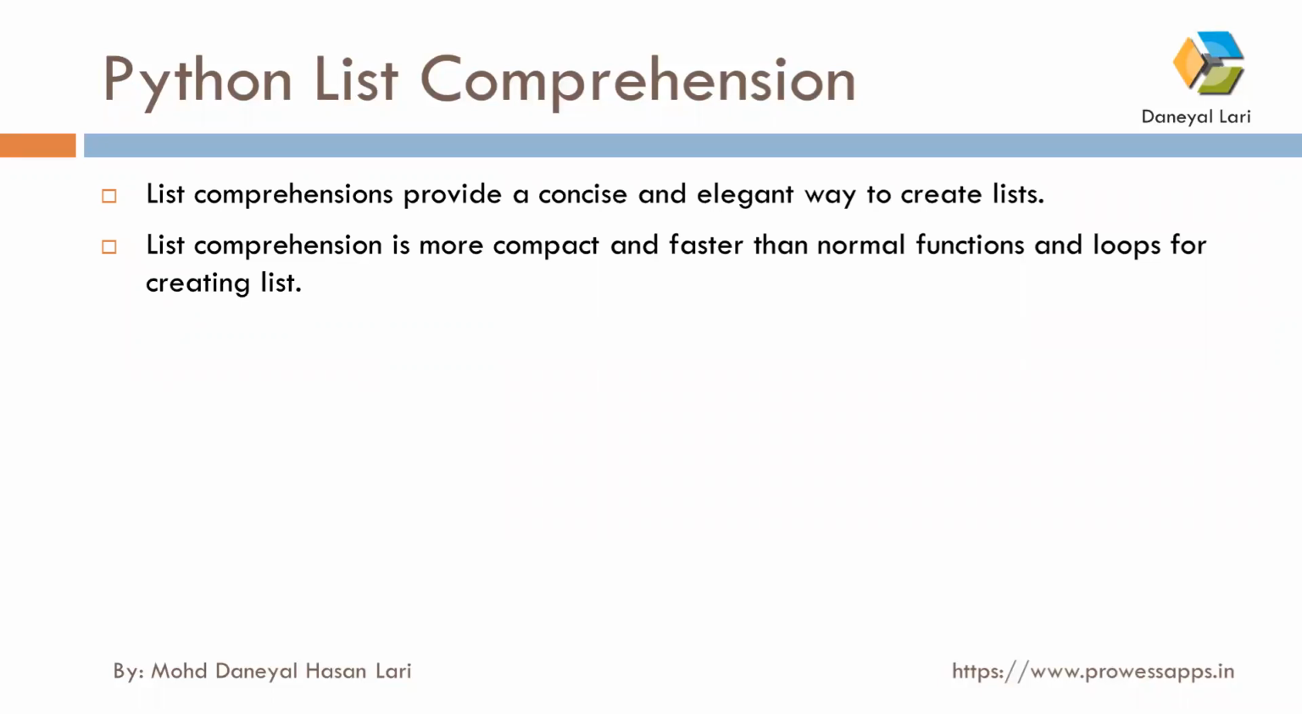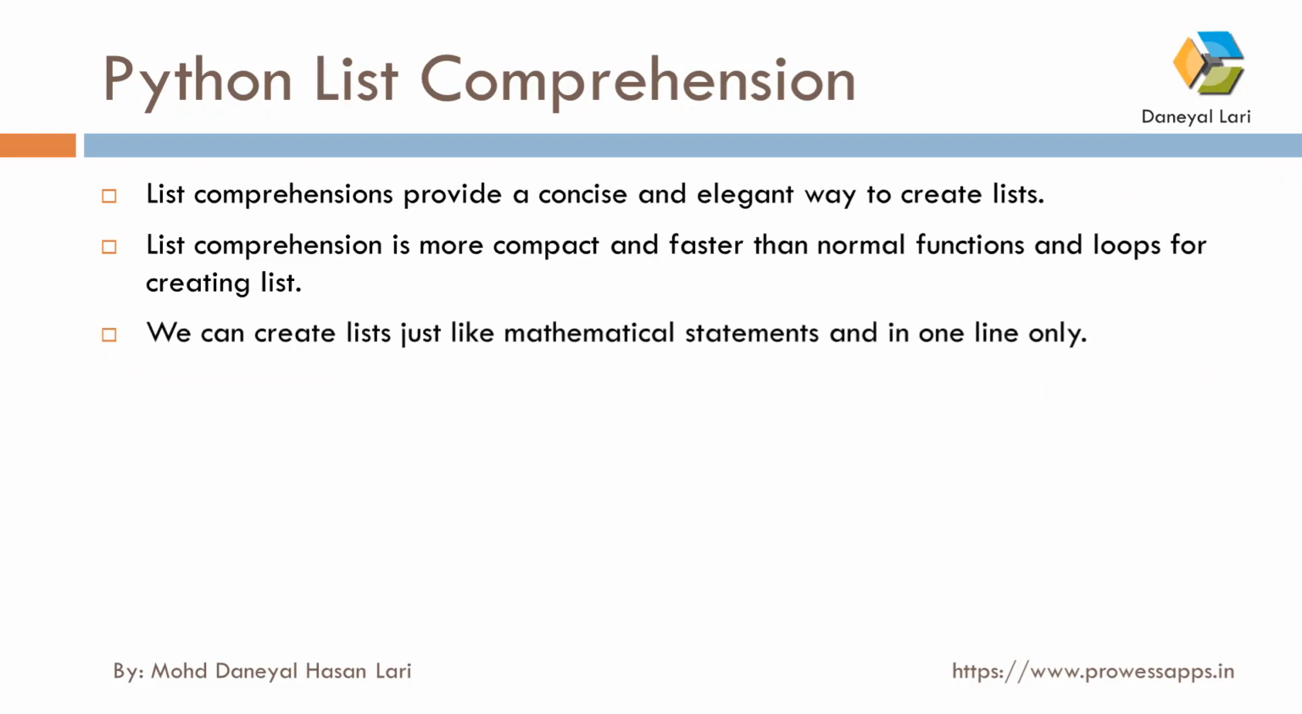If it is compact, then obviously it will be a little bit tricky, a little bit tough in writing the syntax and the statements. We can create lists just like mathematical statements, and in one line only. You don't need to write more than one line of expression to create a list if you are using list comprehension. So this is very useful. List comprehension always returns a list. Whenever you write a list comprehension, we will see the syntax, it will always return a list as the result.